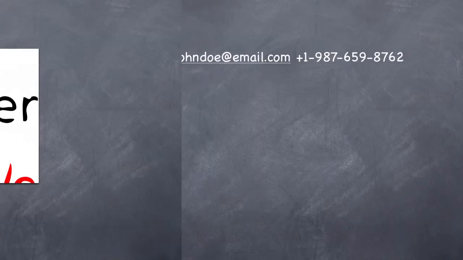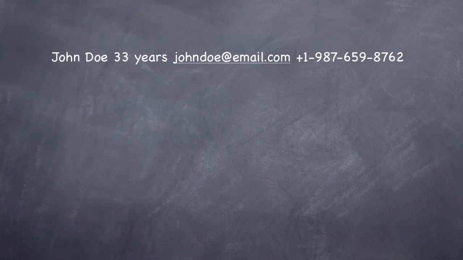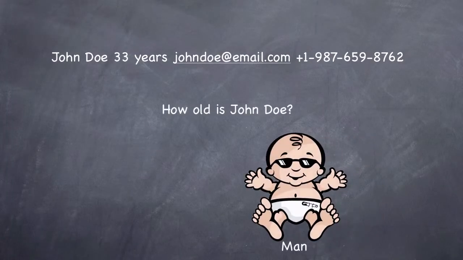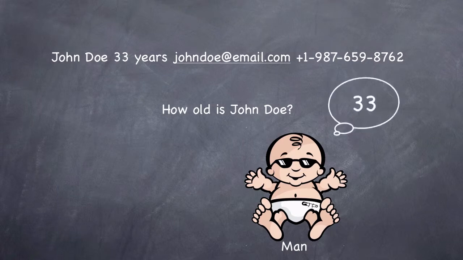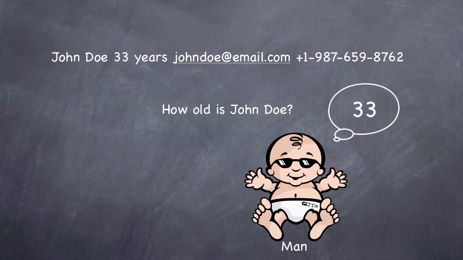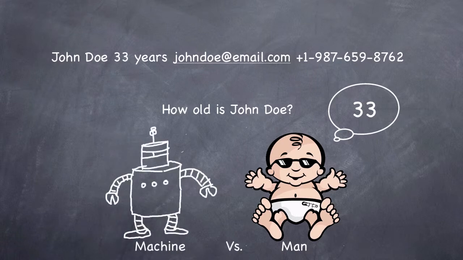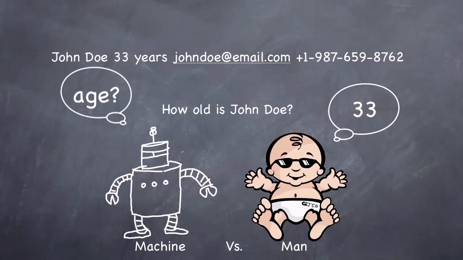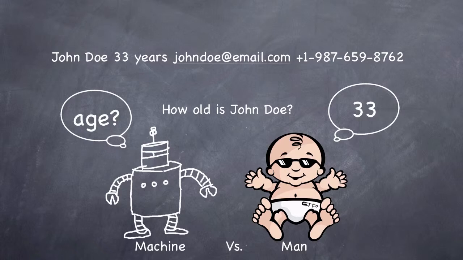Say I show you the following text. Can you tell me how old John Doe is? Of course you can. He is 33 years old. How did you know? Well, you used your cognitive ability. Now, let me ask the same question to a machine. Will it be able to tell me what John Doe's age is? No way. It doesn't know what age means.